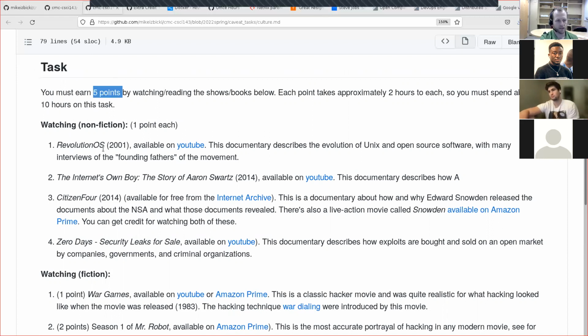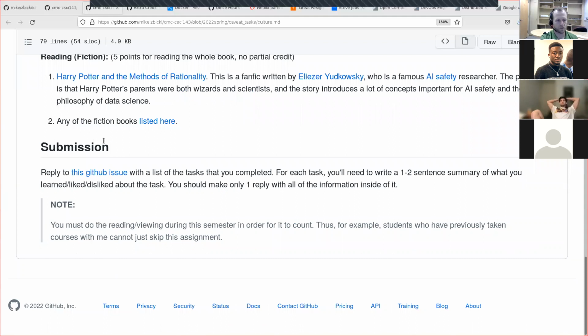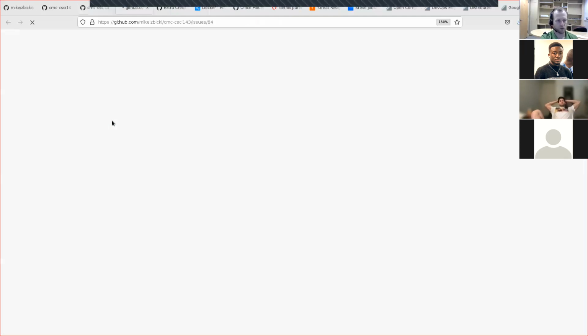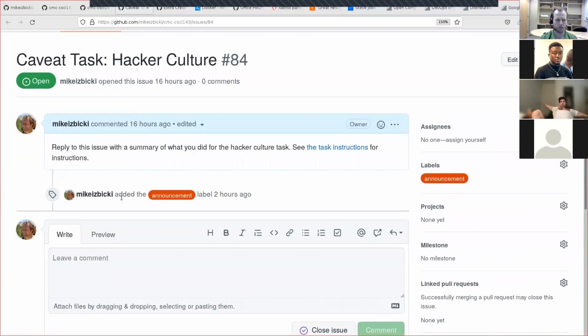Each one of these tasks is worth 1 point. You have to complete 5 of these tasks and you complete the assignment. Once you've completed all of this, there's this GitHub issue over here that you'll just reply to, telling me which tasks you did and what you liked or didn't like about the videos or readings that you did, and then you'll get full credit for that task.